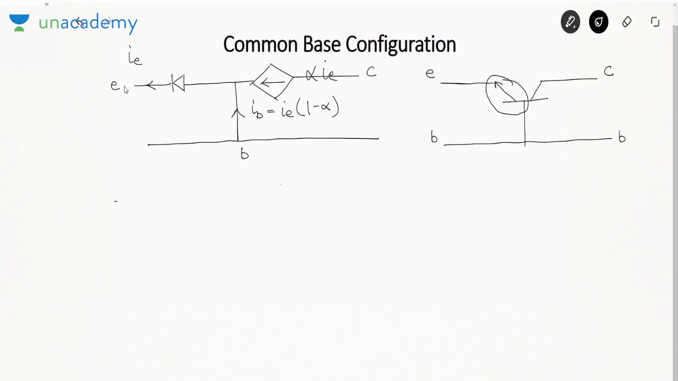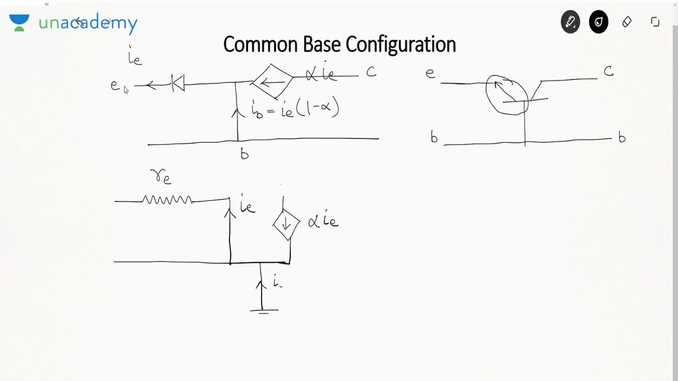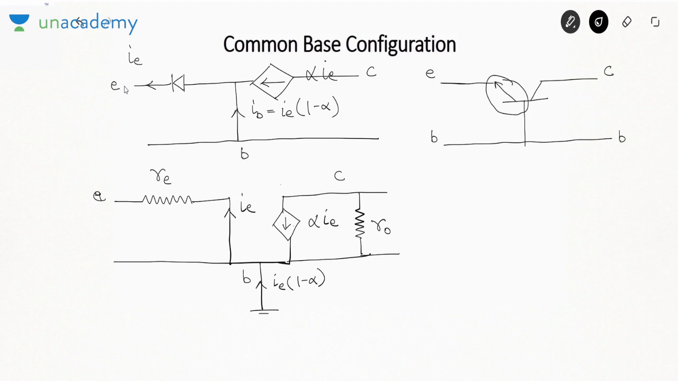Now you can replace this diode by a resistance. The resistance we showed is RE. This current is alpha IE, this current is IE, and this is the base terminal. The current here is IE (1 minus alpha). And if you want to show the output resistance also, you can show it like this, R0. This output resistance is due to the early effect, in which the output characteristics are not flat, they have a certain slope. That is how you can represent the common base connection.